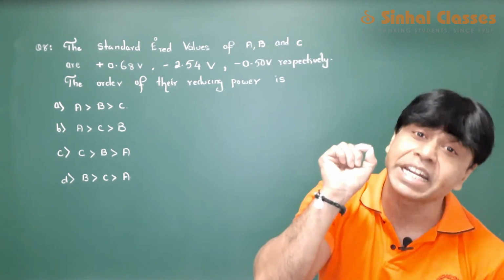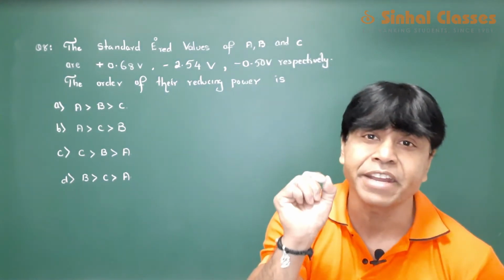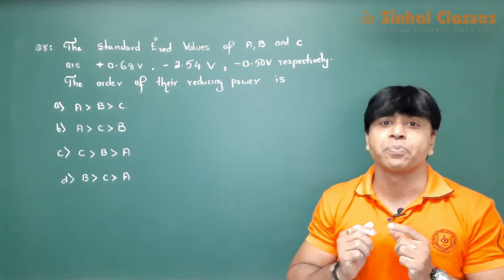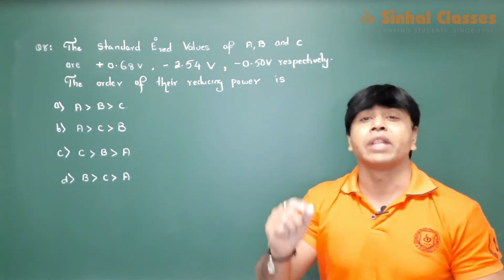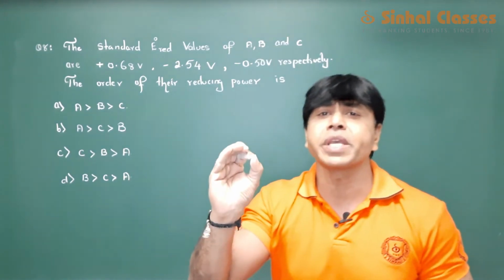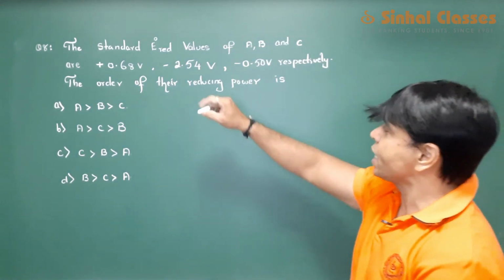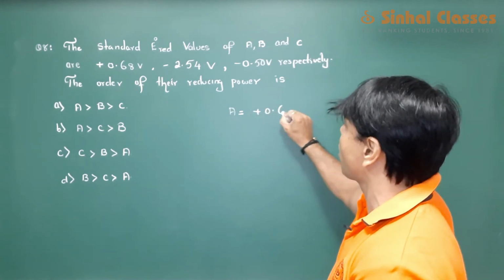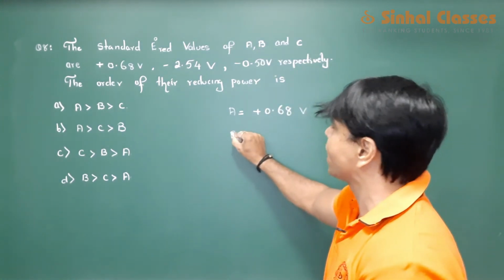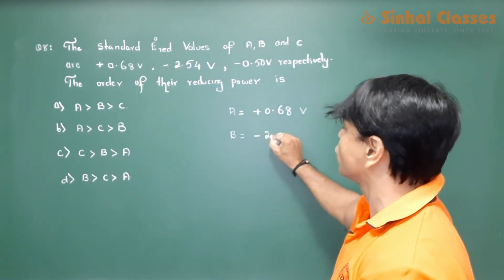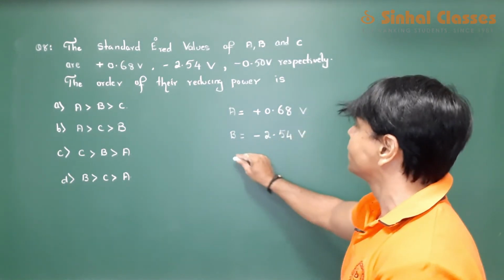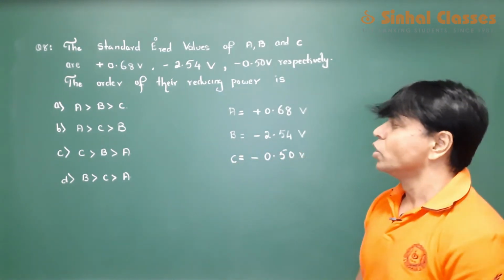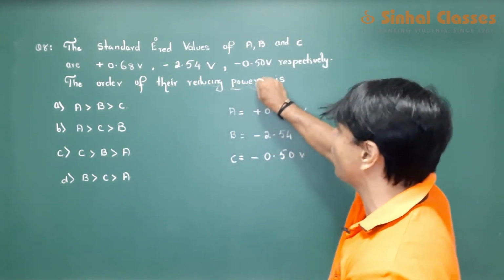The one with a negative value, more negative value of reduction, means they don't have a tendency to accept electrons, they have a tendency to donate electrons, and those who donate electrons are powerful reducing agents. So now looking at the values, A is given as plus 0.68 volt, whereas B is minus 2.54 volt, whereas C is minus 0.50 volt. So they are asking for reducing power.